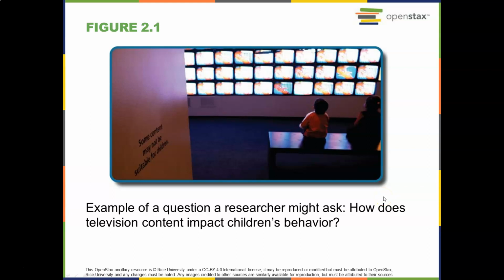So first of all, I'm just going to give you a couple of examples of questions that a researcher might ask. Take, for instance, a researcher might ask, how does television content impact children's behavior? So that is an example of one type of question that a researcher might be concerned with.